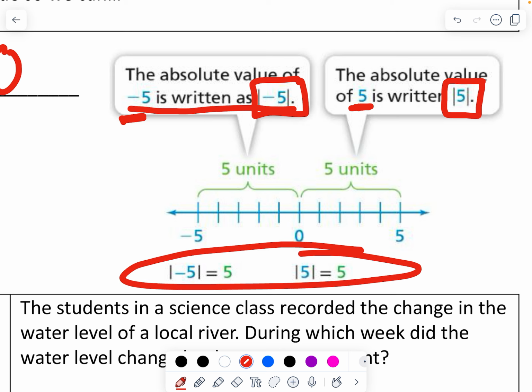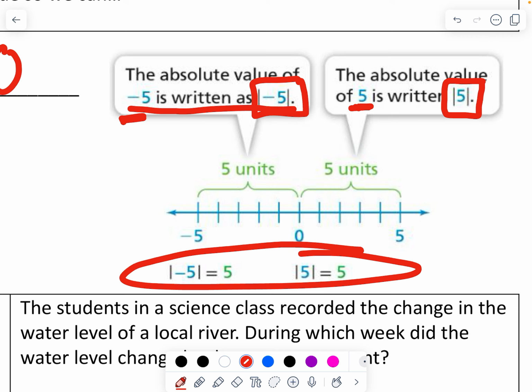Because all absolute value is the distance from 0. So if we're thinking about the distance from Hays to Salina, it's like 90 to 100 miles, somewhere around there. Okay? We don't say, oh, we're -90 miles from Salina. We just say we're 90 miles from Salina. So distance is always positive. Absolute value is always positive.